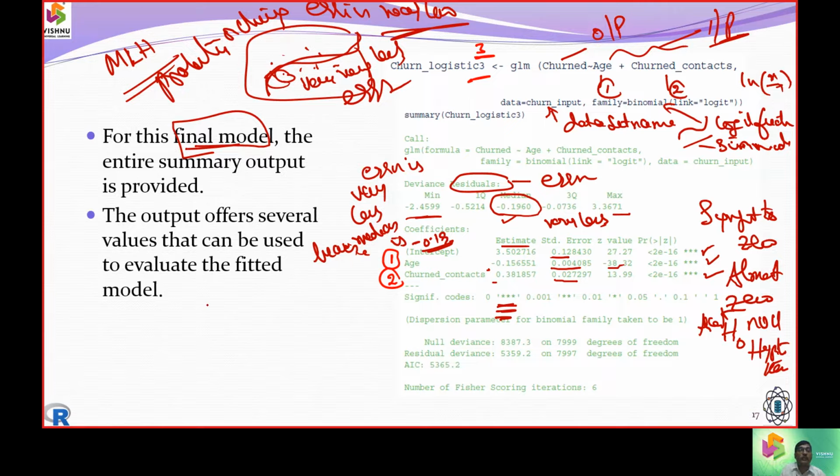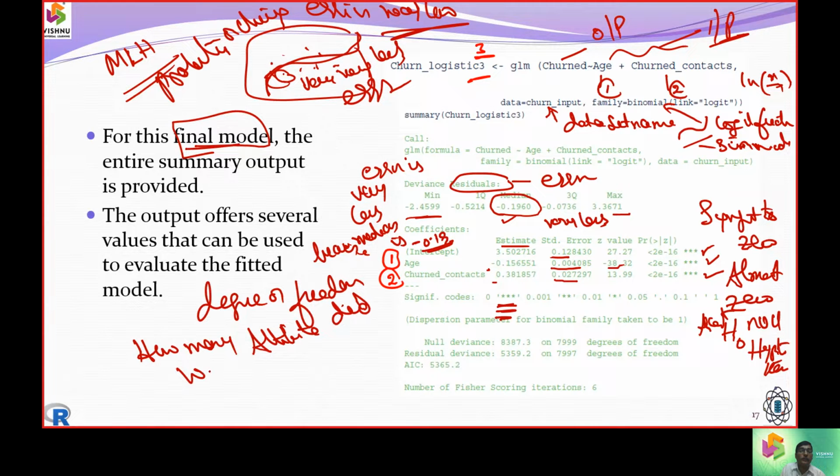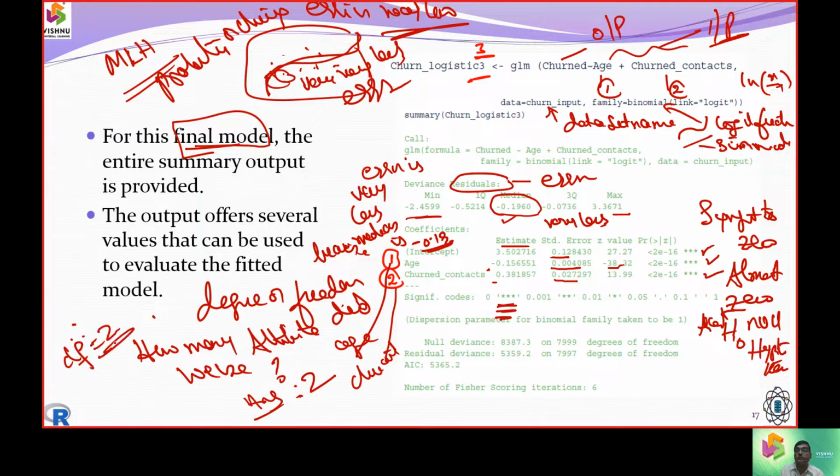Next comes degree of freedom. Now, how many attributes did we use? Answer: 2. Age, churn contact, isn't it? Therefore, degree of freedom is equal to 2. That is 7999 minus 7997 is equal to 2. So that is what we are going to have.